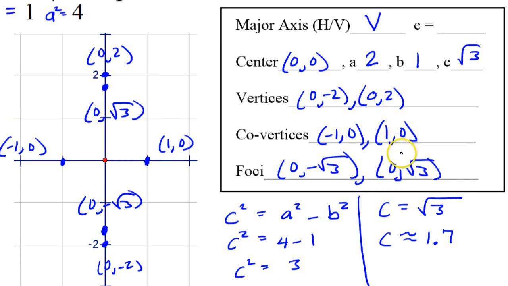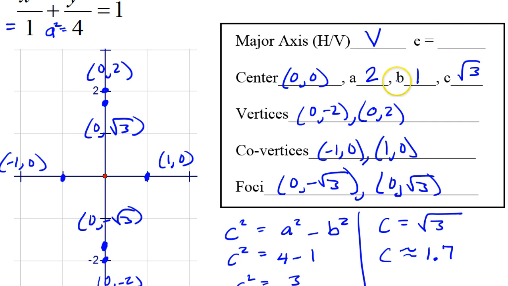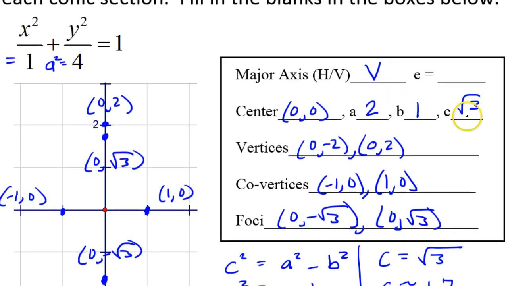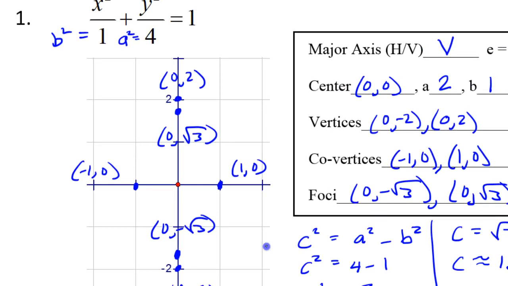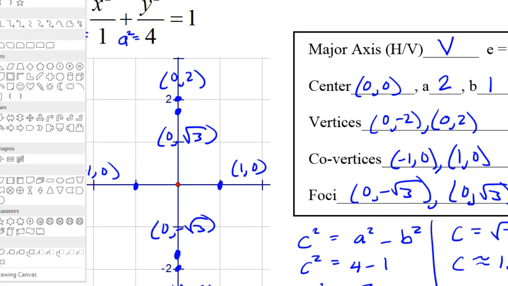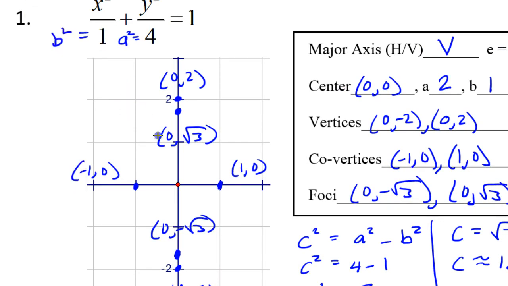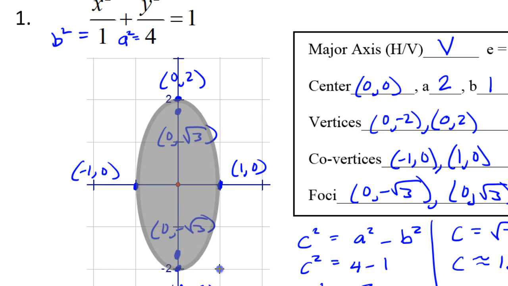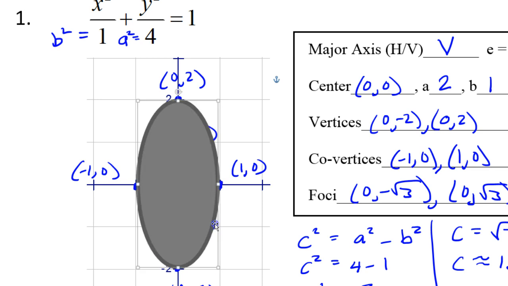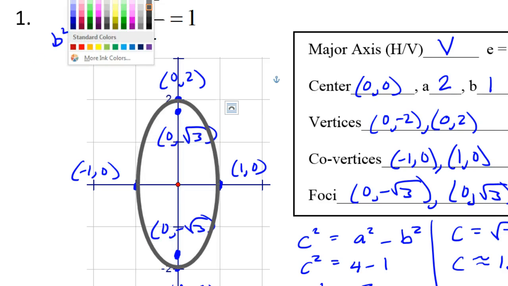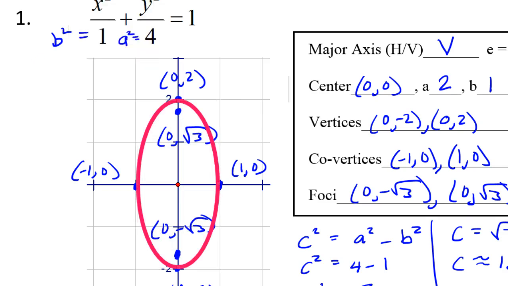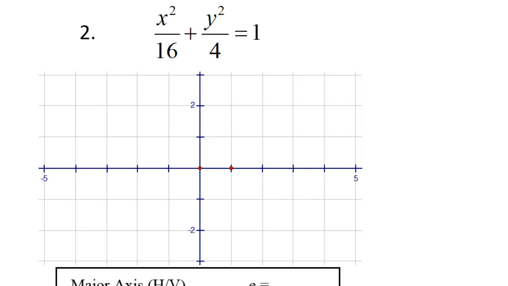Okay, now we can also go ahead and say what E is. The eccentricity is always the c value divided by the a value. So that's going to be radical 3 over 2. Okay, and we can certainly go ahead and graph the ellipse now. And there you go. That was so fun.